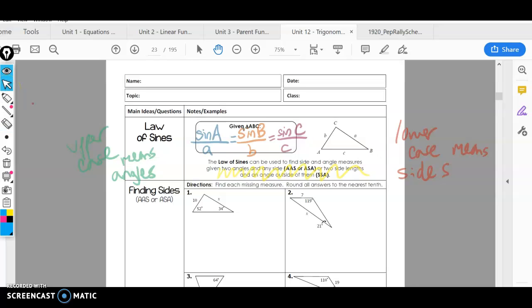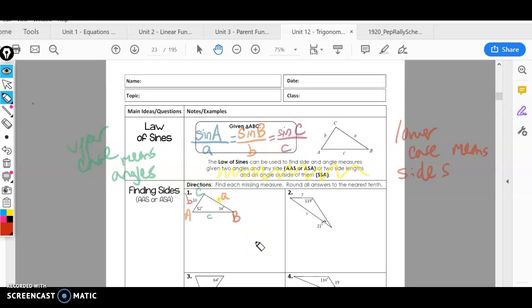Number one, we know we can use the law of sines to find our missing side right here because we're given two angles and a side. That's one of our scenarios. First, let's label everything A, B, and C. Here are our angles, A, B, I'm going to color code this, A, B, and then C. And then I'm also going to label my side lengths, lowercase c, lowercase a, and then lowercase b.